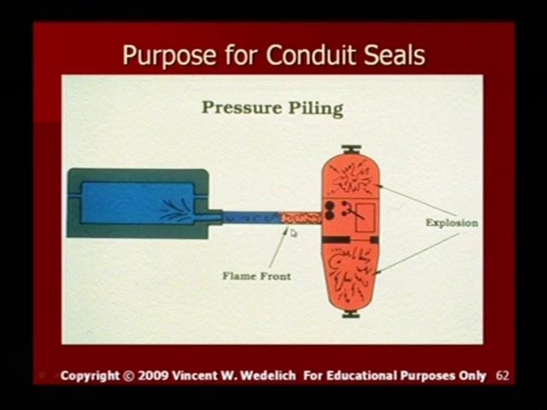And basically what you do is, if you have two enclosures here, you need to install a seal within 18 inches of each of these enclosures. If these enclosures are within 36 inches of each other, then you can install one seal in the middle of them. But if these enclosures are 100 feet apart or something, you need to go ahead and put a conduit seal right here within 18 inches of this enclosure, and a conduit seal on this side within 18 inches of this enclosure. And this will prevent the pressure piling from occurring. You're actually controlling the explosion within that enclosure.